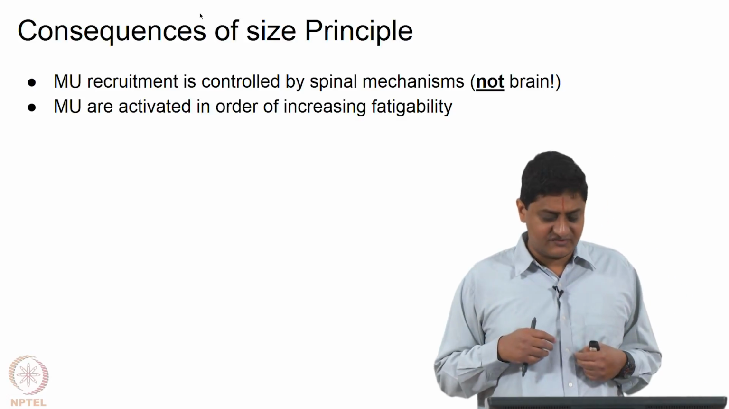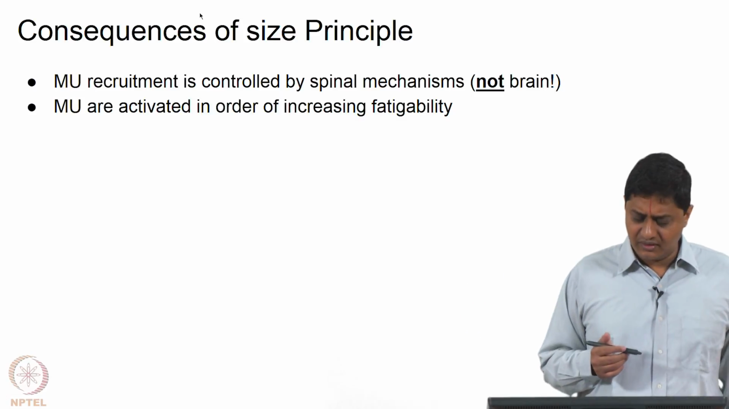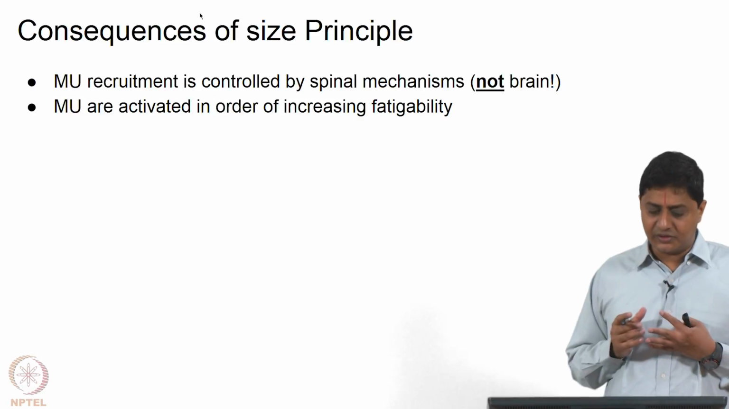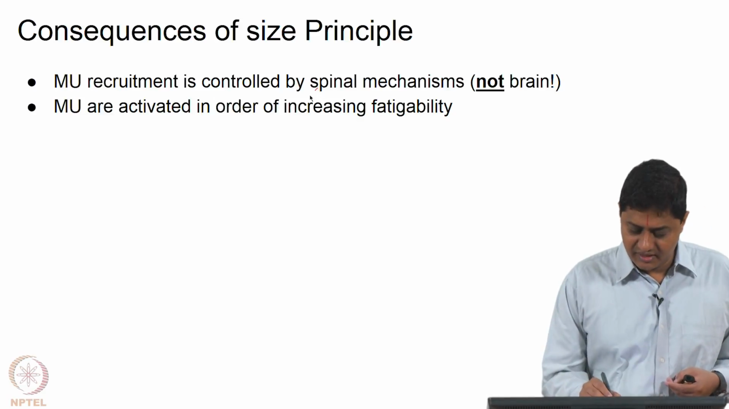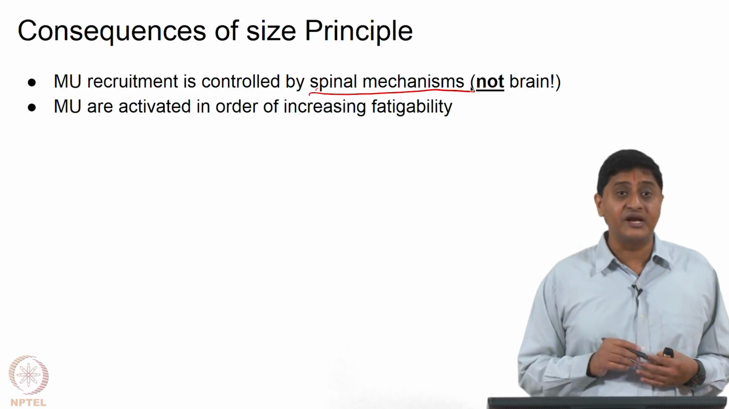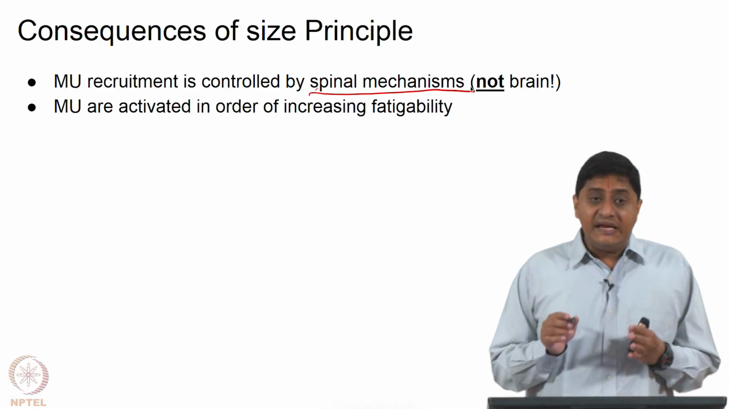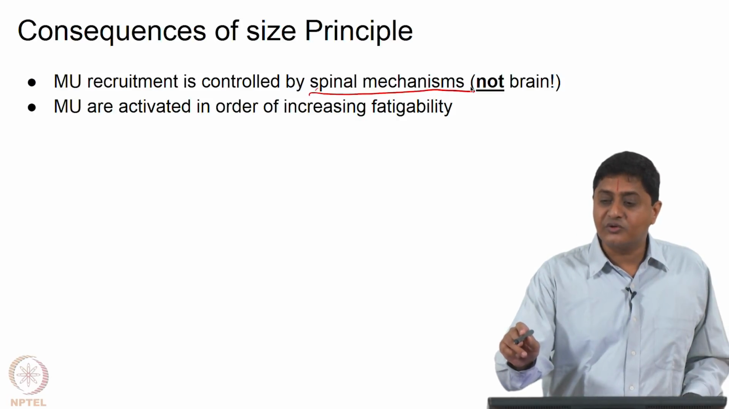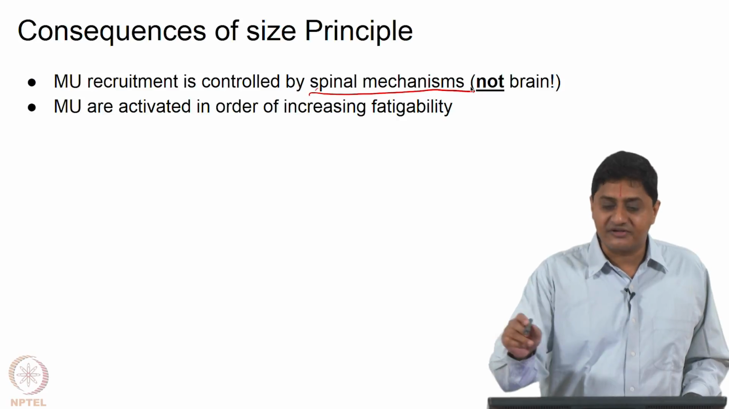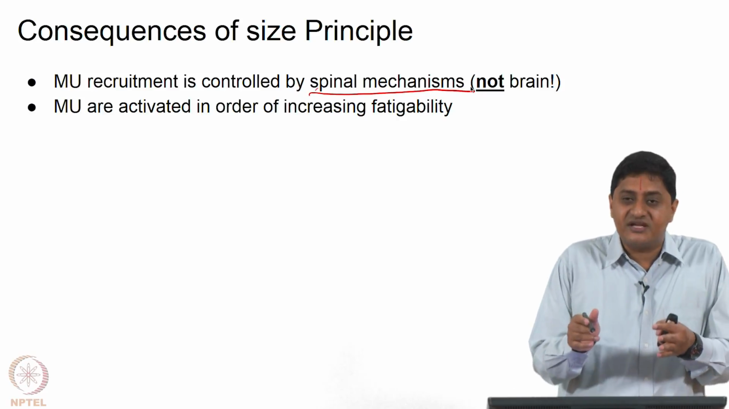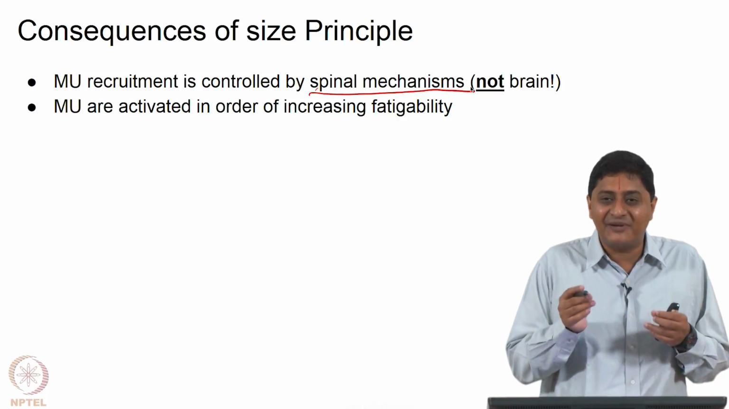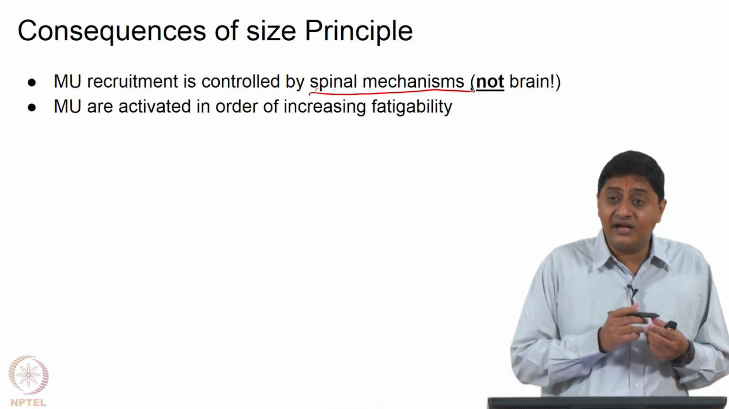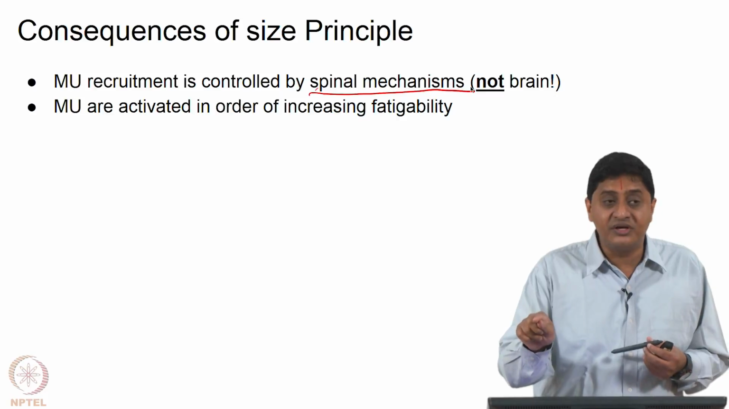What are the important consequences of size principle? First and foremost, motor unit recruitment is controlled by spinal mechanisms, spinal processes, not brain related processes. The brain cannot choose, excuse me, please recruit motor unit number 1345 or whatever. It cannot say that. It can only specify a synaptic current. It can only specify a particular amount of activity. It cannot choose which particular motor unit to be recruited.